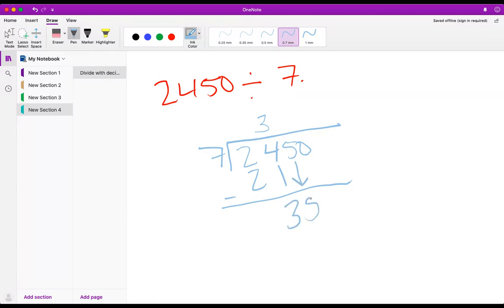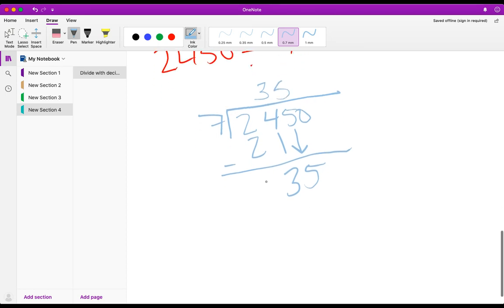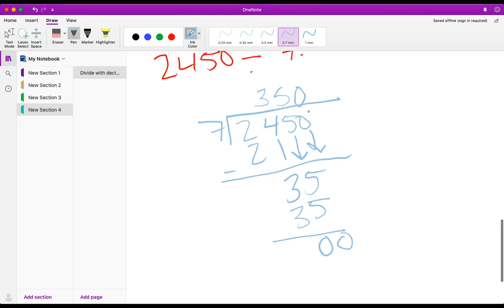There we go. 7 goes into 35. 5 times 7 is 35. Bring down the 0. Now I have this other 0 here. I have to bring down and account for. And now there's a 0 on that end. So my answer is 350 would be the answer.